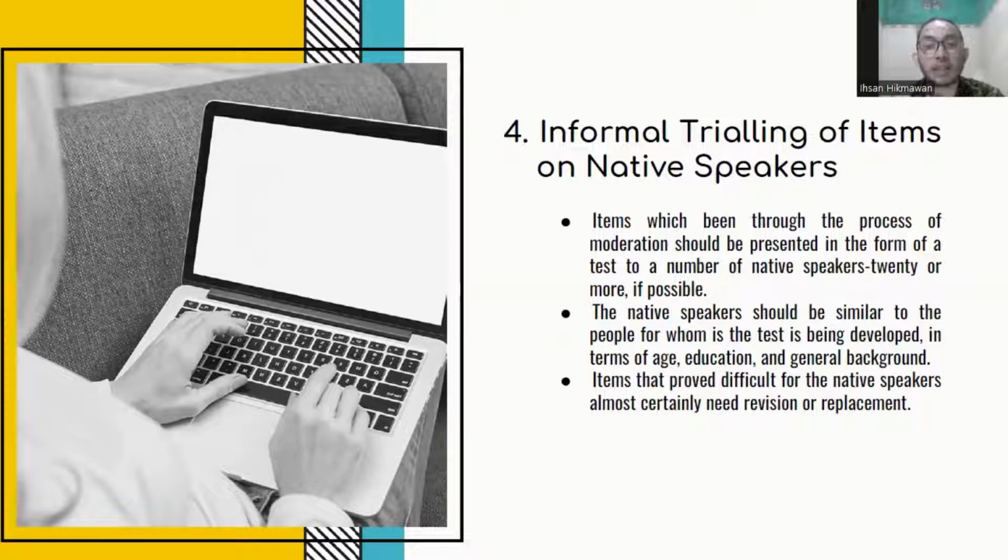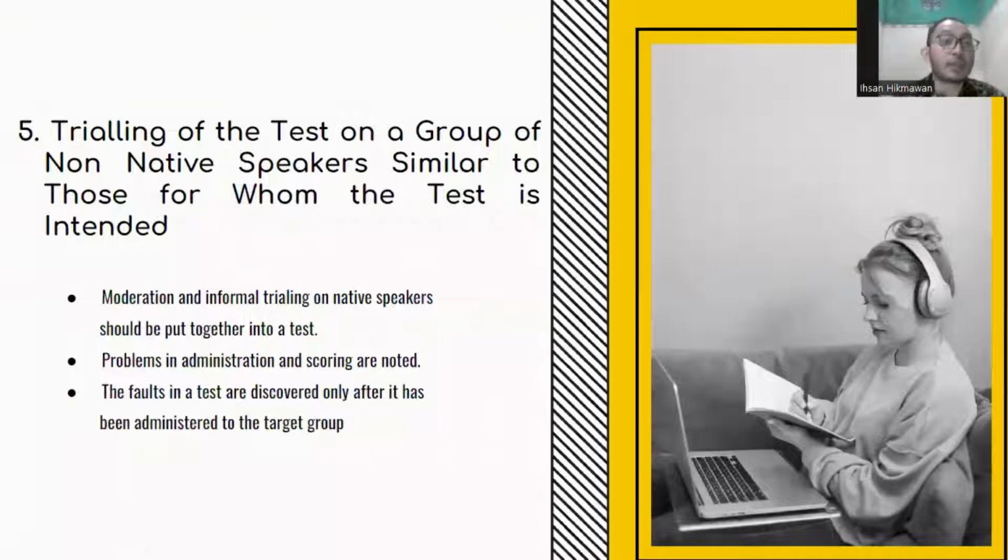So after informal trialing, there will be revision and replacement, whether an item should be changed or replaced. And the 5th stage is trialing of the test on a group of non-native speakers, similar to those for whom the test is intended. Just consider 3 things here. The moderated items and the informal trial on native speakers should be put together into a test, problems in administration and scoring are noted, and faults in the test are discovered only after it has been administered to the target group.